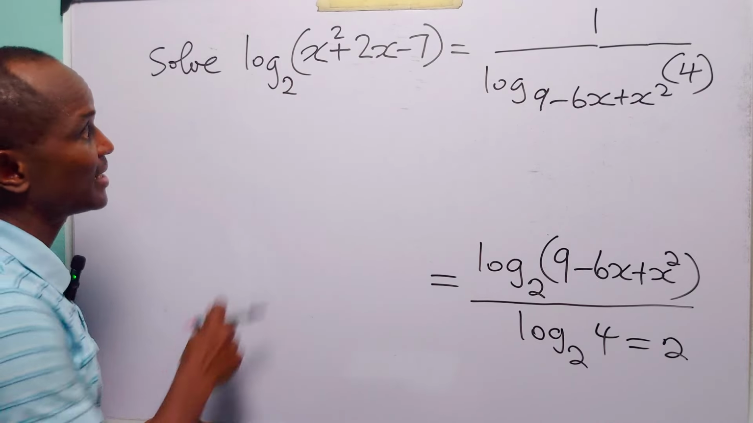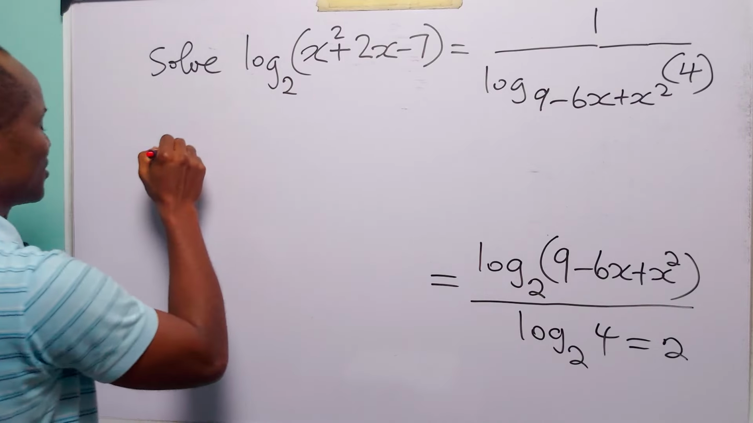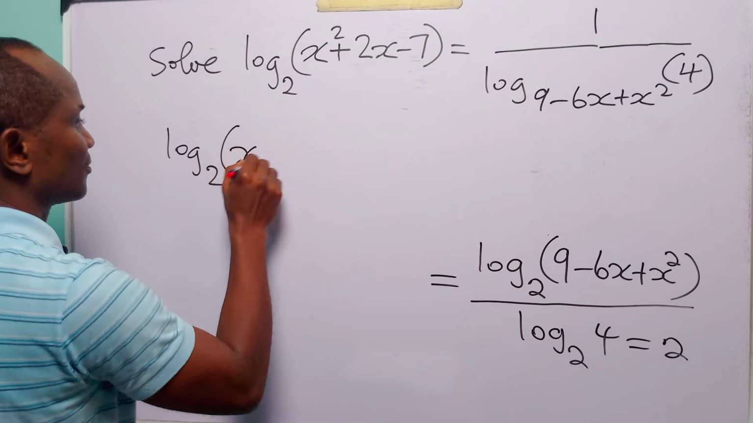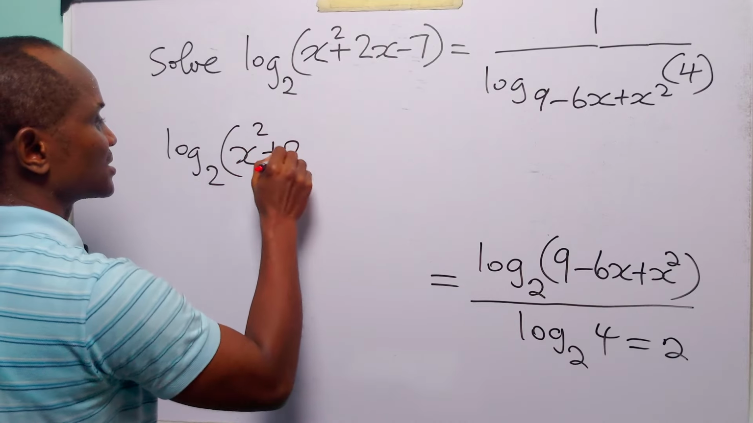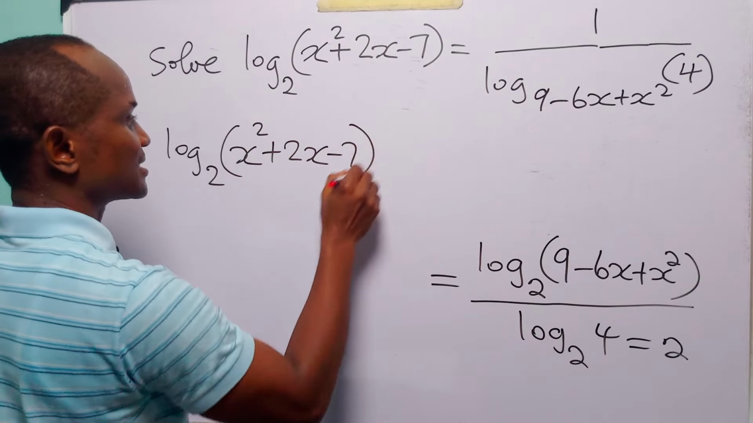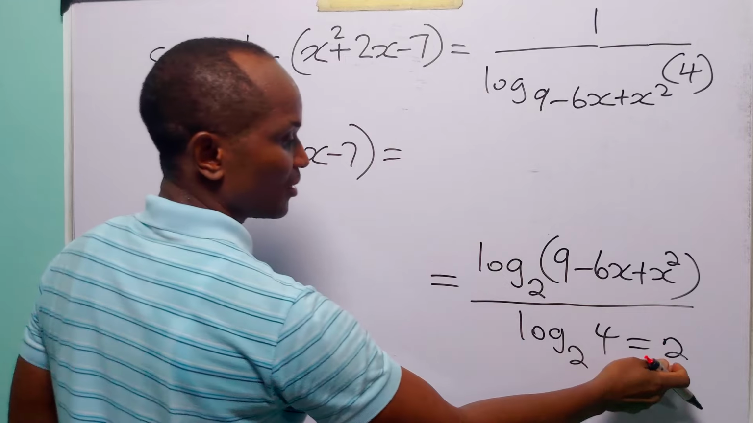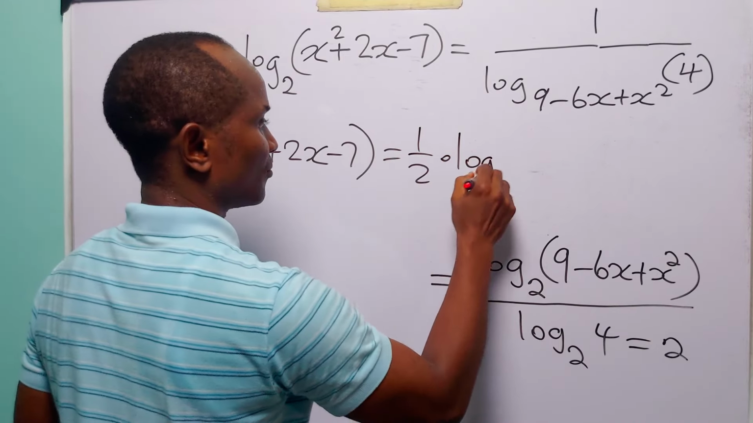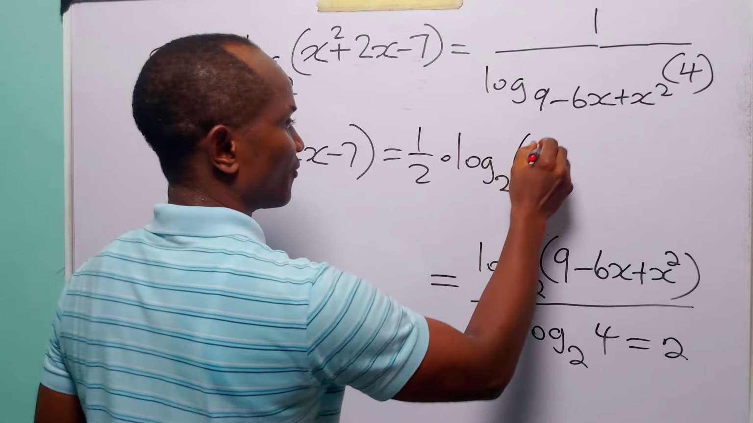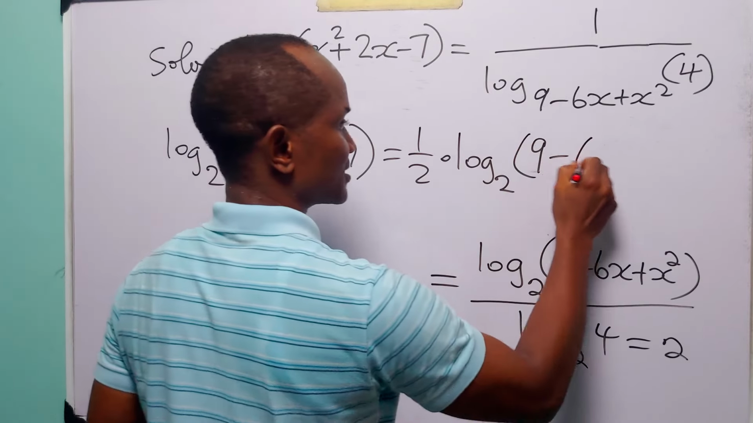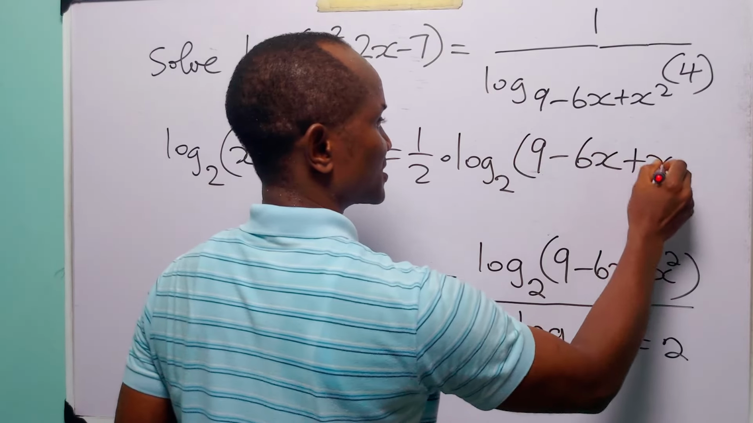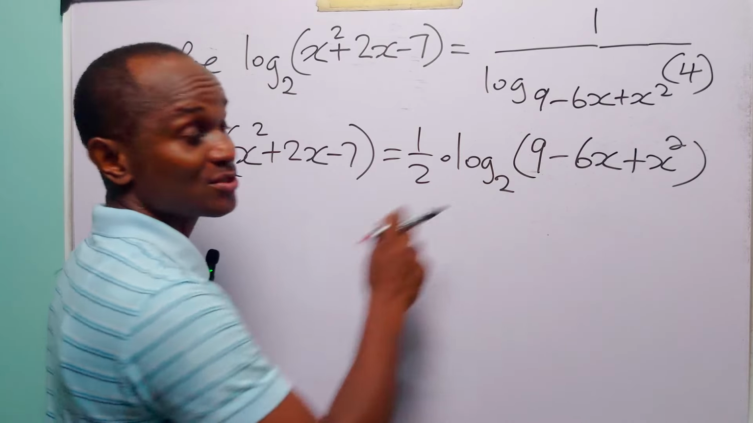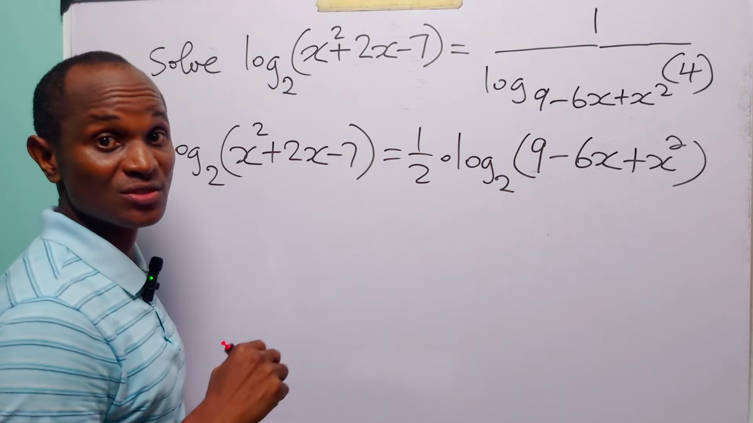So now we can rewrite the original logarithmic equation as log to base 2 of x squared plus 2x minus 7 is equal to 1 over 2, that is half, multiplied by log to base 2 of 9 minus 6x plus x squared. Now let us factorize this quadratic expression. Let us use the table method.